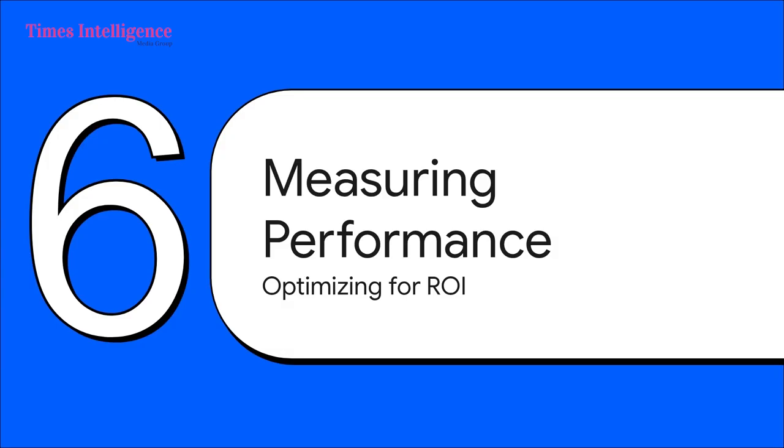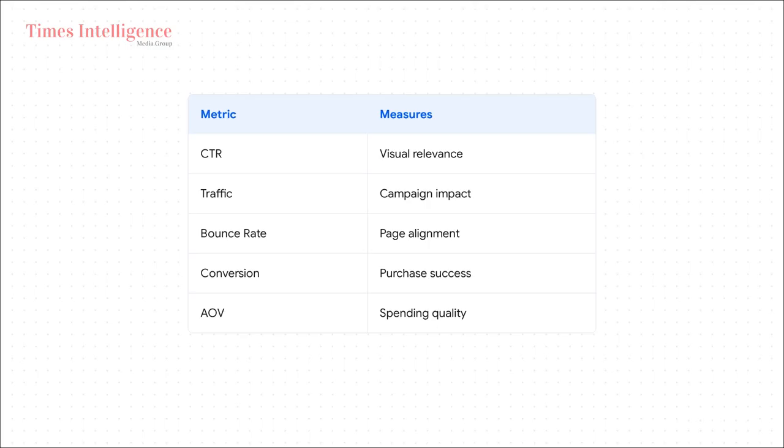Let's talk ROI. Look, a great-looking banner means absolutely nothing if it doesn't perform. Every metric on this dashboard acts as a vital sign for your campaign's health. Click-through rate tells you if your visuals and messaging are actually clear and relevant. Traffic volume shows your overall impact against your baseline activity. Bounce rate, as we discussed earlier, is the ultimate test of your landing page alignment. Conversion rate is what connects that traffic to actual purchase success. And finally, average order value measures the quality of the spending. Like, did they just buy one cheap item or did they really expand their basket?